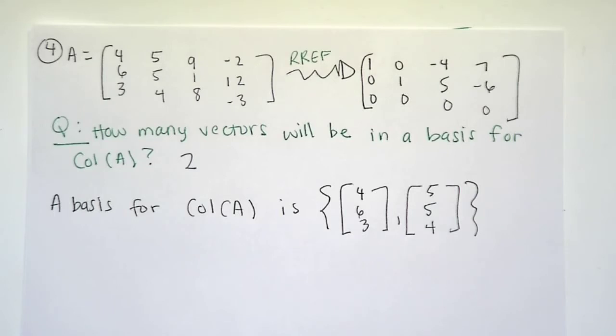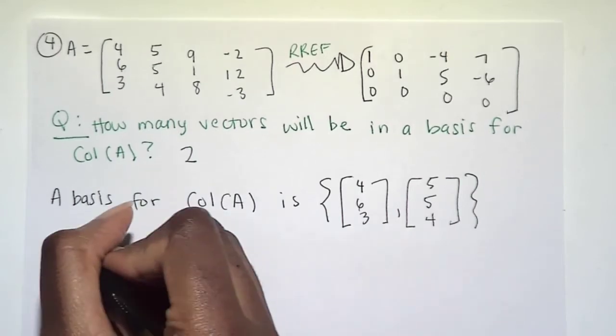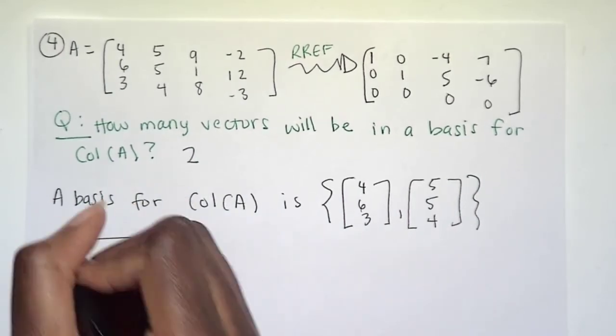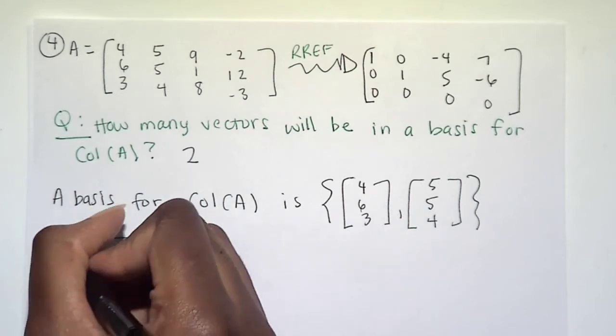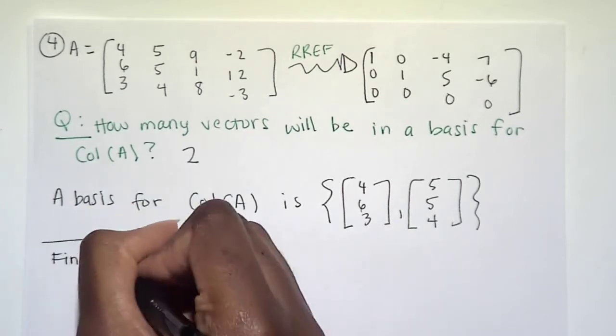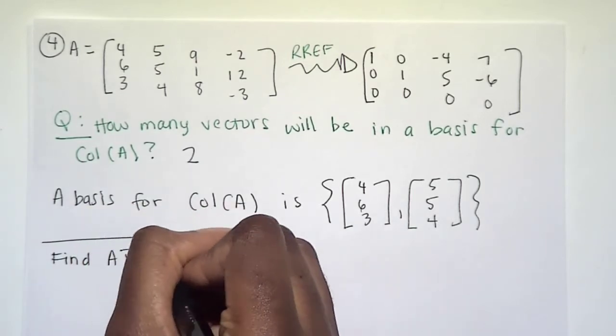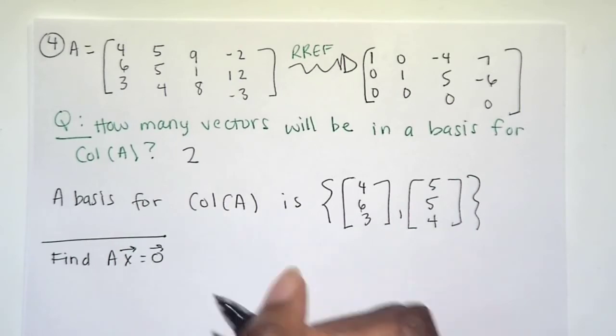All right, let's work on the basis for the null space. So the null space is a little harder to find because we actually need to find the null space. All right, so remember, for the null space, we want all the solutions. So I'll actually work this out. All the solutions for the homogeneous system. So we want to find AX equals the 0 vector.